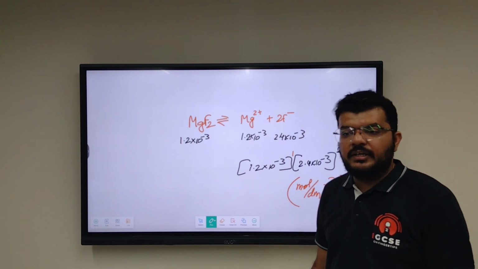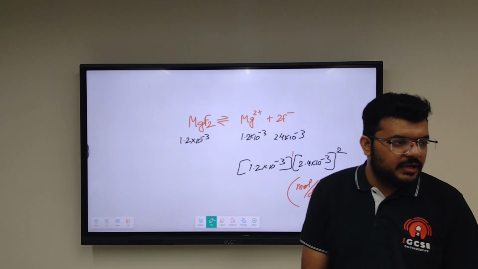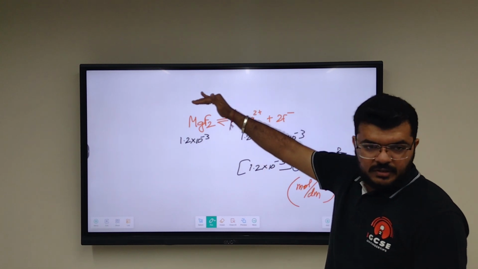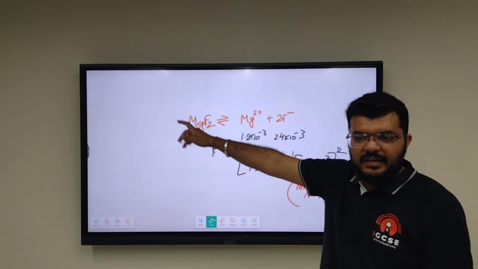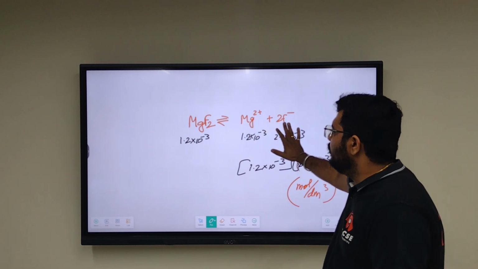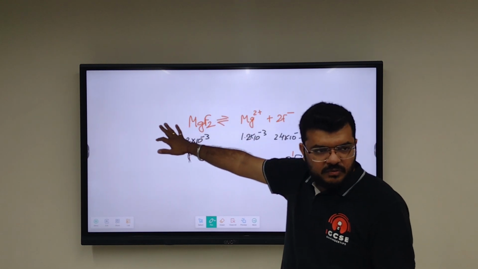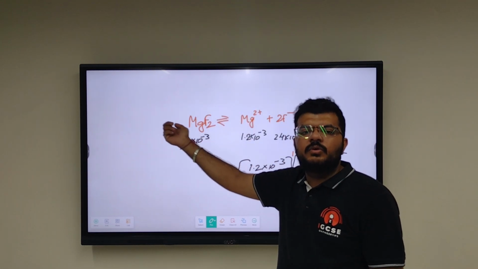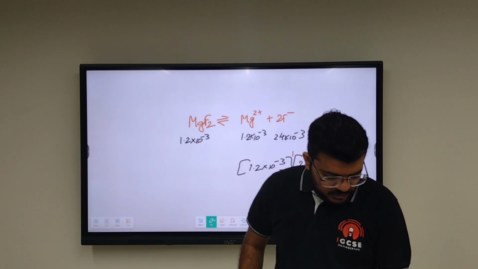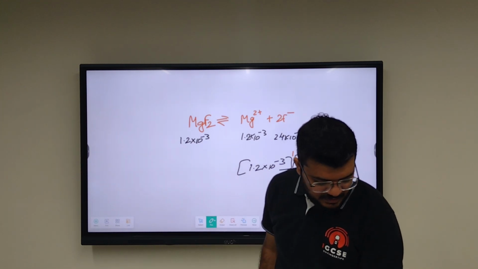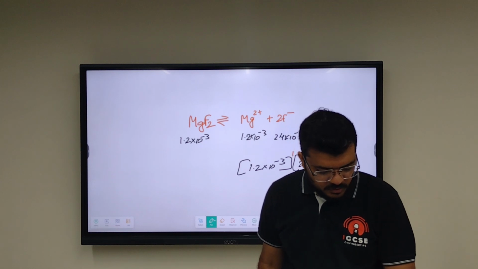And calculating solubility from solubility product, just reverse the step. If a KSP is given, find out the value of x. Write down this equation and then substitute. For that, a straightforward question is given. So I hope that you can do this.